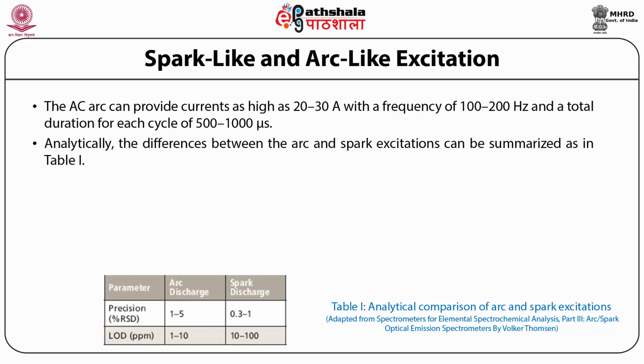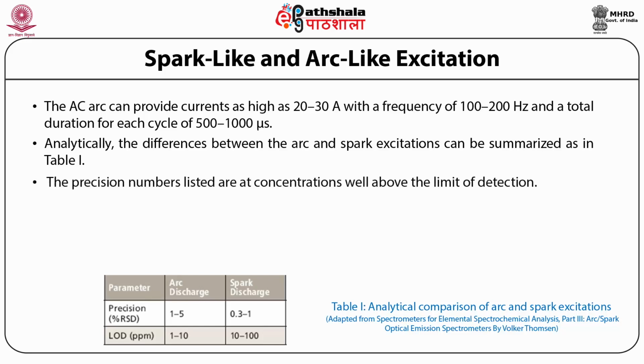Analytically, the difference between the arc and spark excitation can be summarized in Table 1, where you can see the precision and LOD, that's limit of detection. For arc discharge, the precision is 1 to 5 and the limit of detection is 1 to 10 parts per million. In the case of spark discharge, it's 0.3 to 1 and the limit of detection increases to 10 to 100 parts per million. The precision numbers listed are at concentrations well above the limit of detection.